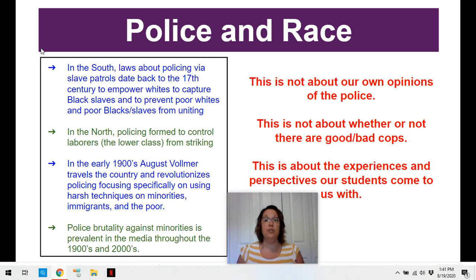In the North, the policing was formed to control laborers, who are the lower class, mostly poor whites and blacks. So again, policing in the United States was originally created to keep the hierarchy in place, to keep the wealthy whites at the top, wealthy white men at the top, and keep everyone down to the poor black enslaved people at the bottom.